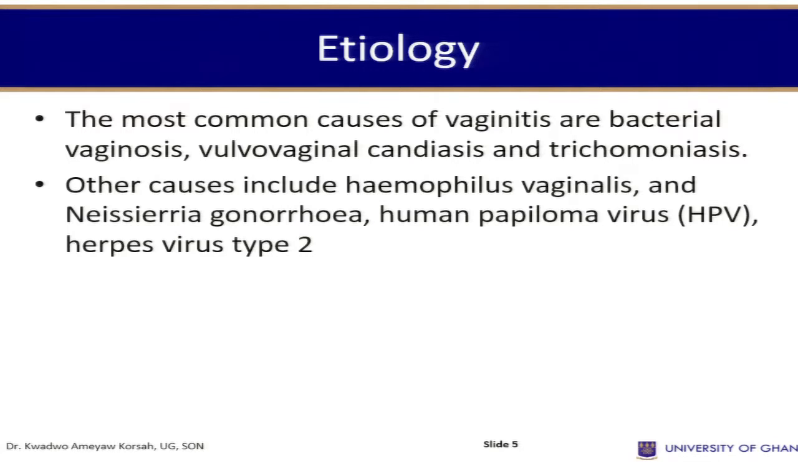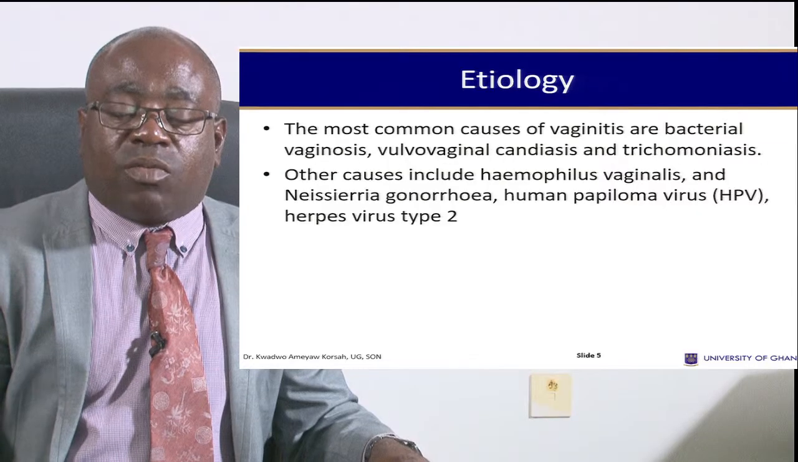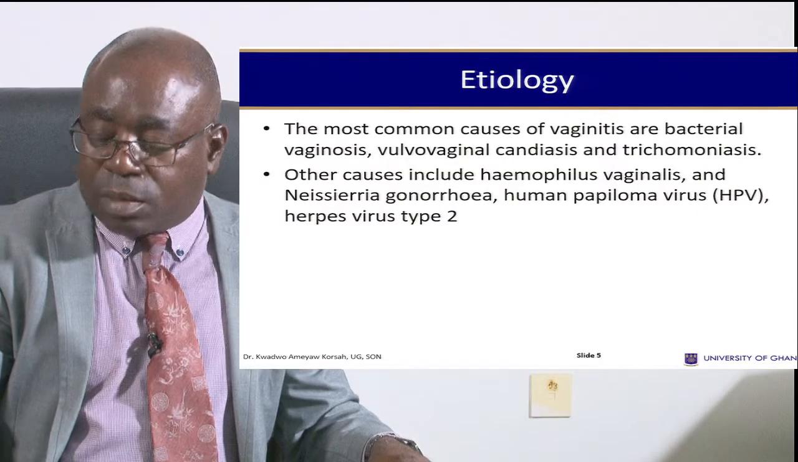And then the etiology: the most common causes of vaginitis are bacterial vaginosis, and then we have vulvovaginal candidiasis and then trichomoniasis. Other causes include Haemophilus vaginalis, and then Neisseria gonorrhoeae, and the human papilloma virus HPV, and then herpes virus, which we have already discussed when we were looking at the skin conditions.